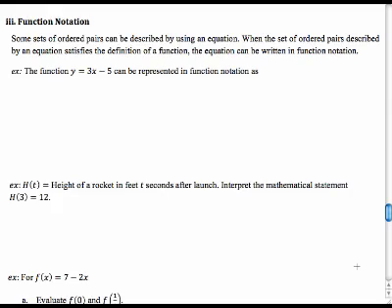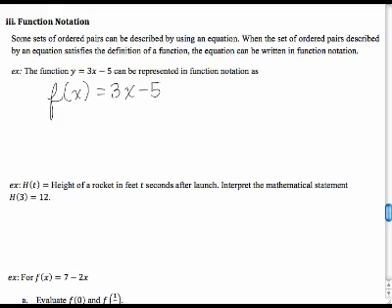This is really the important part, and the main reason I'm talking about this section is because you need to start getting familiar with function notation. You can write any function in function notation. Typically, you just change the y to something like f of x, and that's it. So this function, y equals 3x minus 5, can be written f of x equals 3x minus 5.